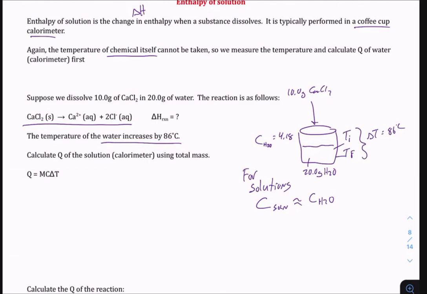It's primarily water. I had 10 grams. Okay, well, maybe here it's not that different, but we're just going to make that assumption. You can make that assumption for all our calculations. Normally, we'd be using more than 20 grams of water. Okay, so the thing about solutions is that your solution mass is equal to total mass, which means 10 grams plus 20 grams.